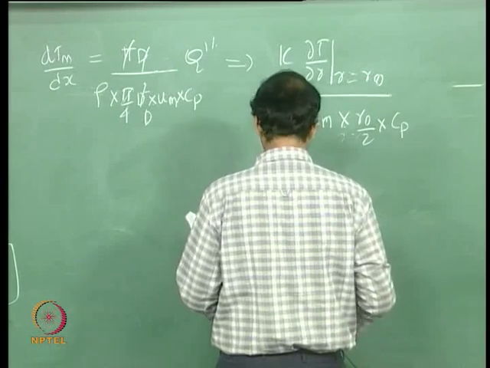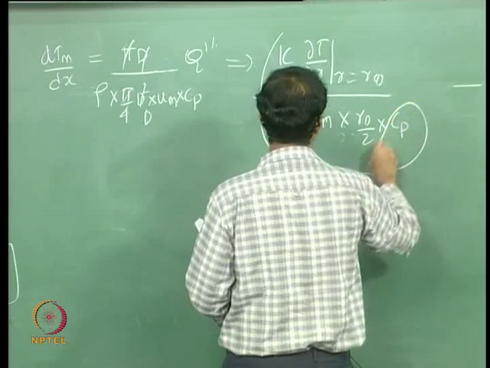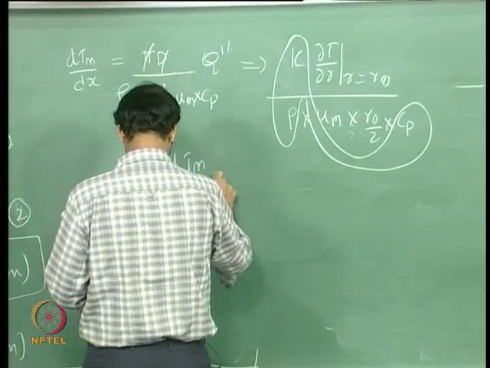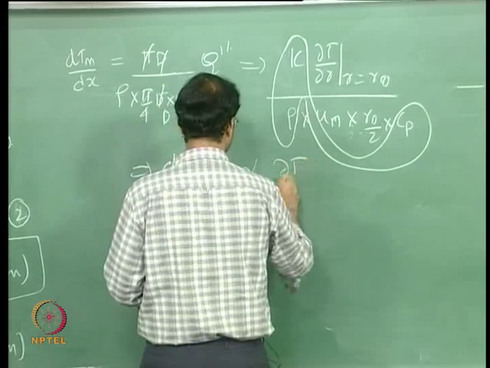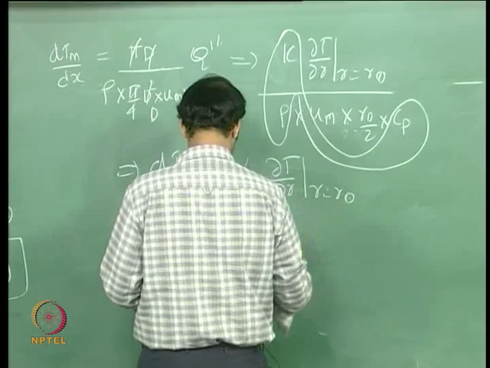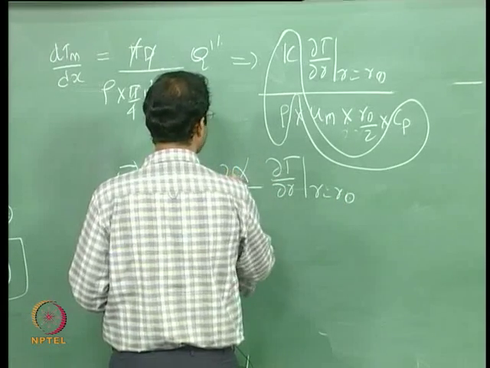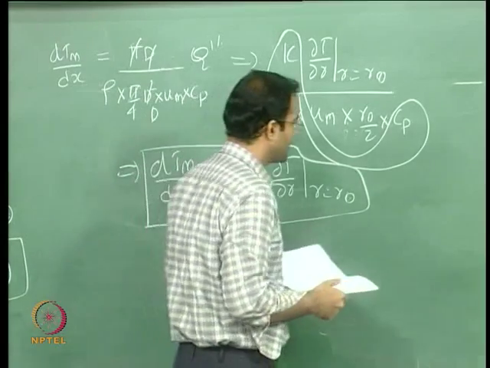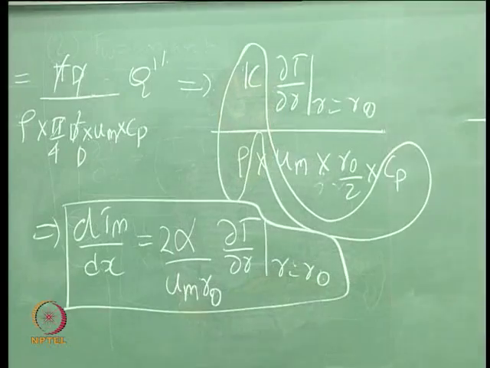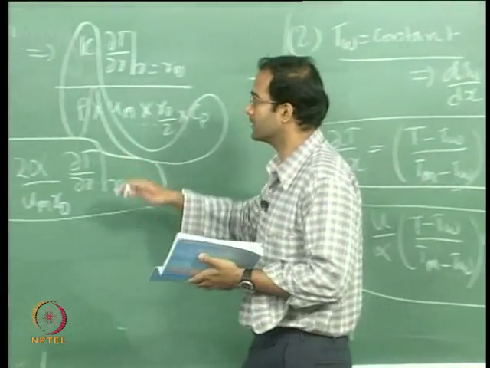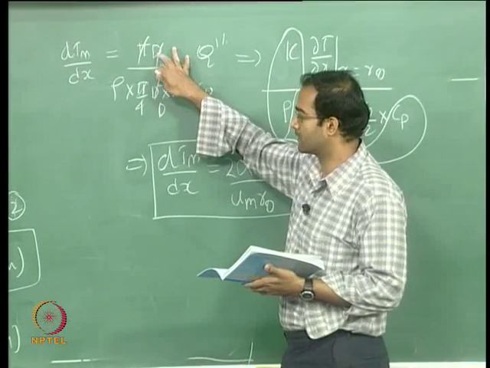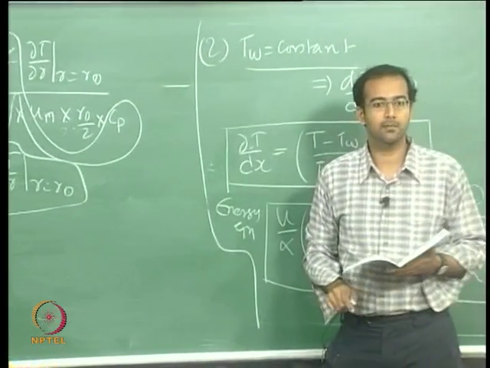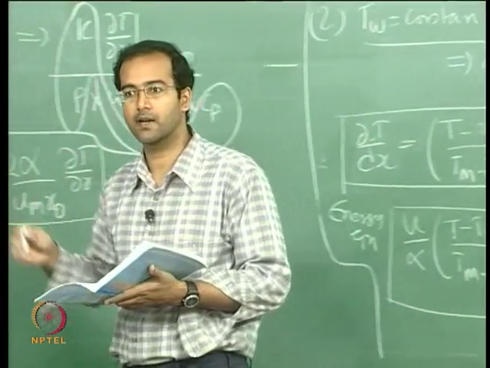So now I can club this as k by rho Cp, k by rho Cp is alpha, so this can be written as dTm by dx is actually alpha times dT by dr at r equal to r0, divided by, so this will be 2 times um r0. So this is my expression for dTm by dx in terms of dT by dr at r equal to r0. This is a little bit of mathematical manipulation, nothing more. As far as a circular duct is concerned, you are just writing in terms of your diameter and of course your mass flow rate, a little bit of simplification, and you get a relationship between dTm by dx and dT by dr at r equal to r0, the gradient of temperature at the wall.